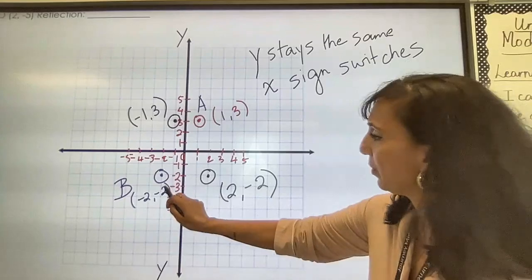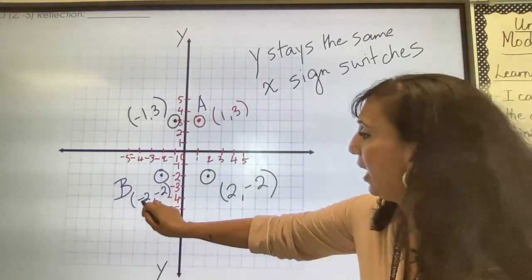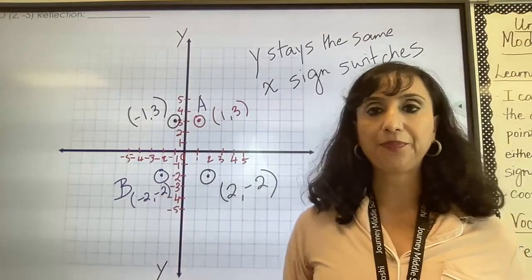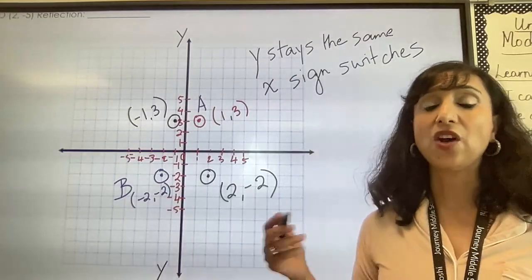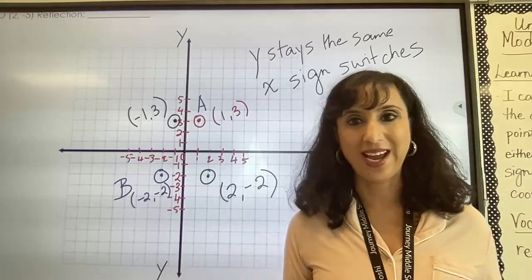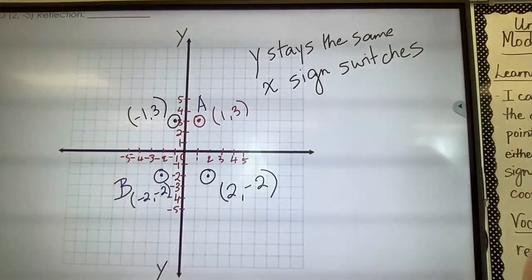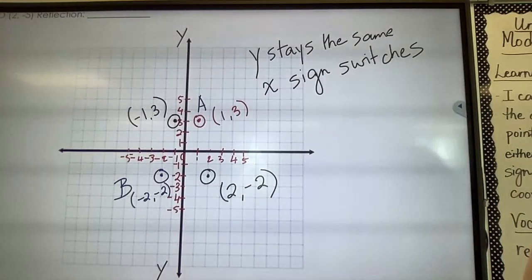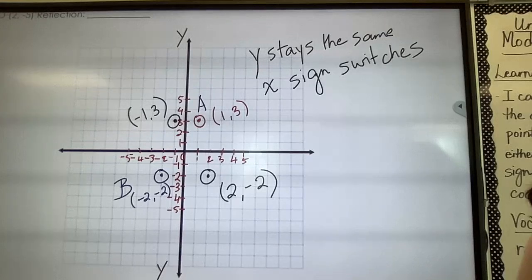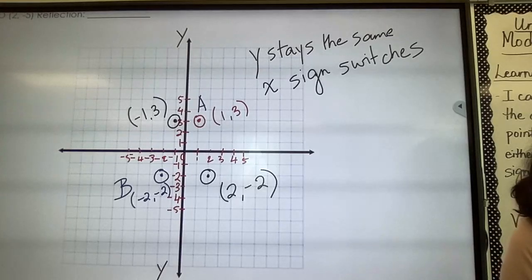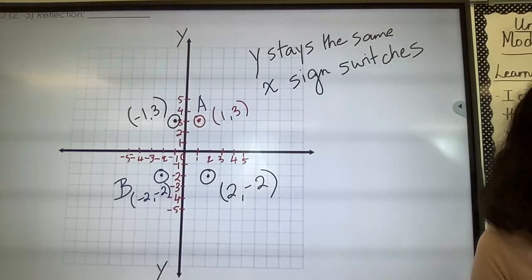So look, once again, the y stays the same, the x sign switches. All right, so that's how you reflect on the y-axis. All right, now let's do a problem. One more. Let's say Kendall is building a square fence.